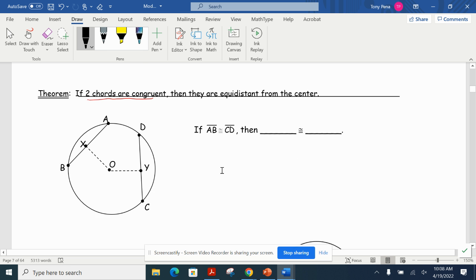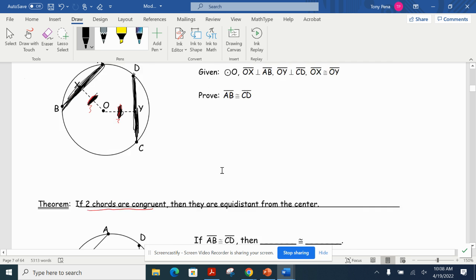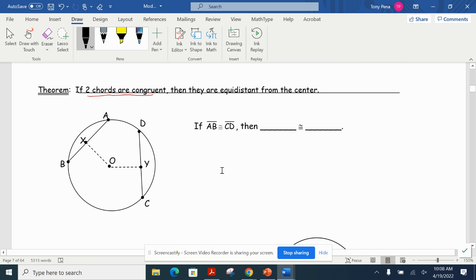All right, so go to this problem. Actually, let's fill this one in here. So in this theorem number 2, let's put this in. If AB is congruent to CD, then that is telling us that these two distances are also the same. So the first distance is X to O. The second distance is O to Y. Those also have to be congruent. Okay, so if the chords are congruent, their distances from the center are also congruent, and vice versa.